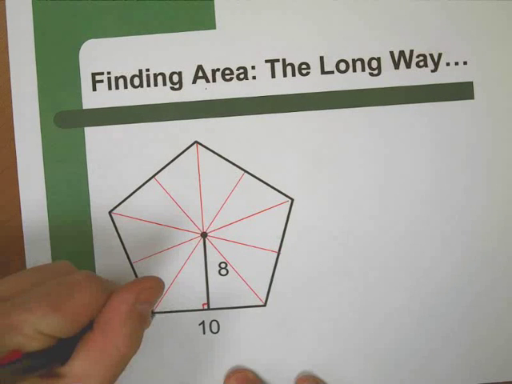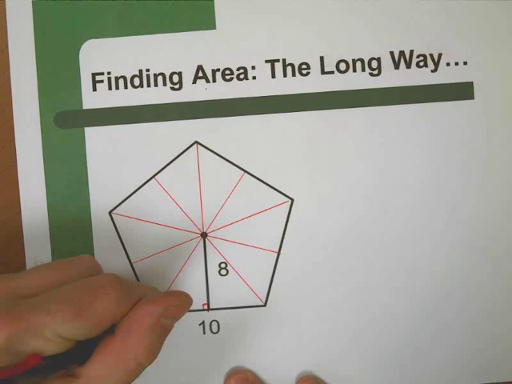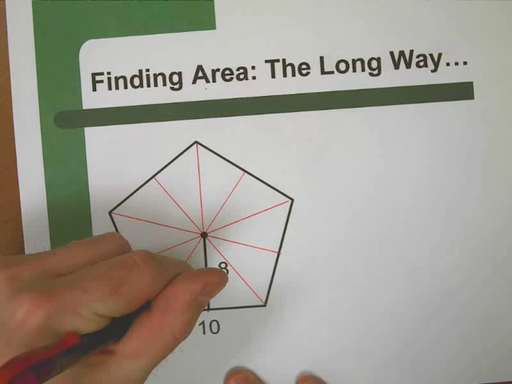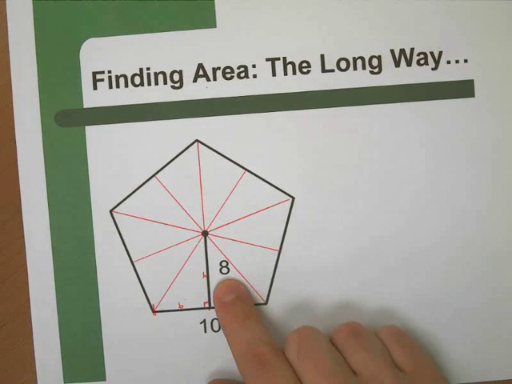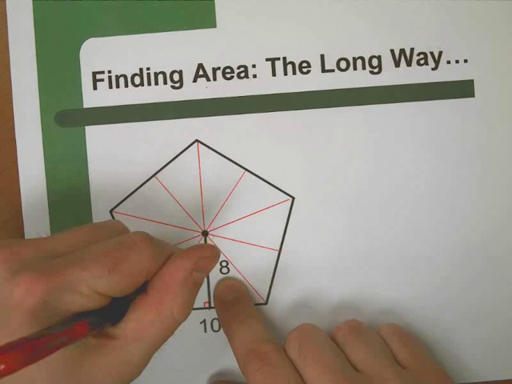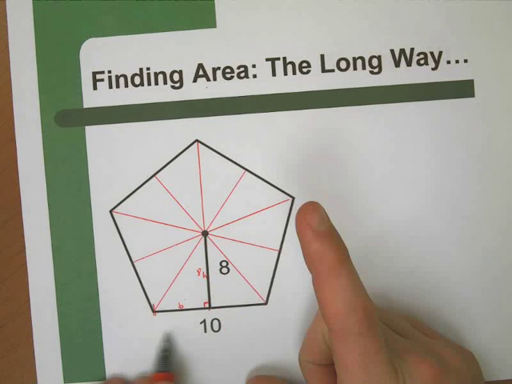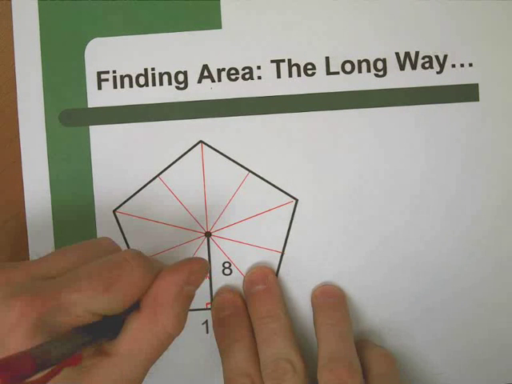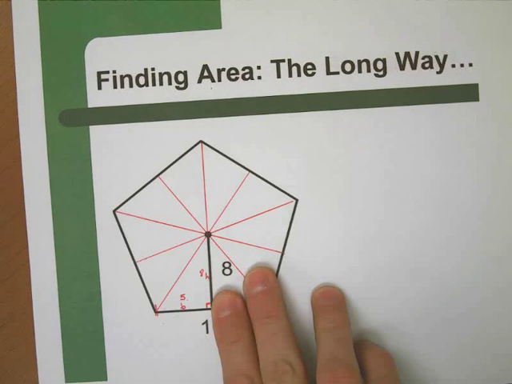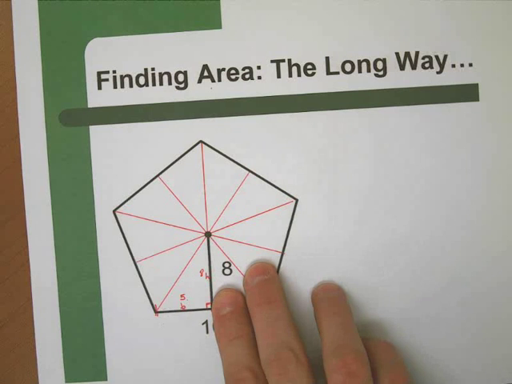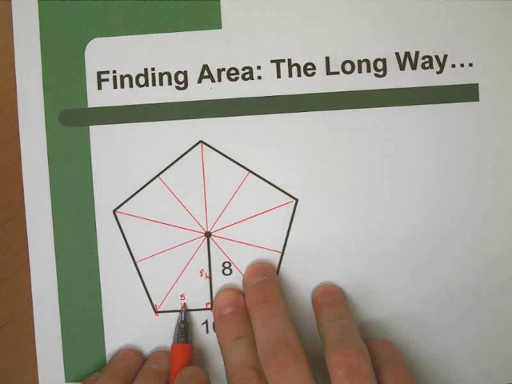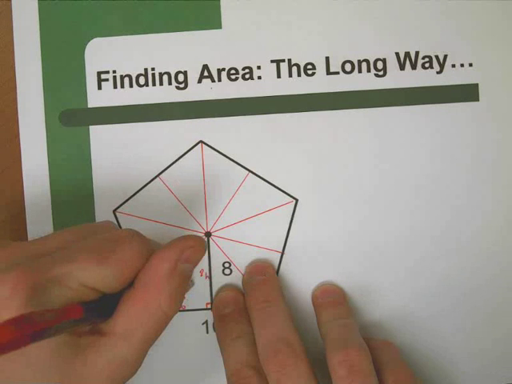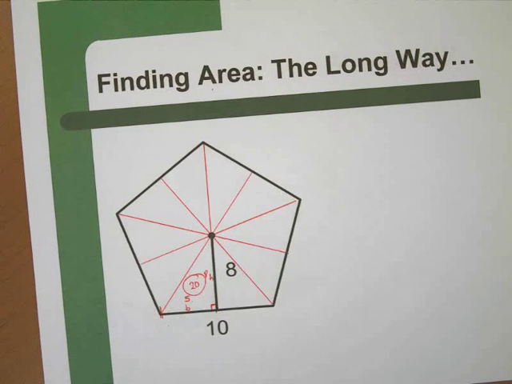Well, finding the area of a triangle involves finding the base and finding the height. Well, that's easy. The height here is 8. And the base is not 10. The base is half of that, which is 5. So if I wanted to find the area of that triangle, I would say base times height is 8 times 5, that's 40. It's 1/2 base times height, so really the area of that triangle is 20.